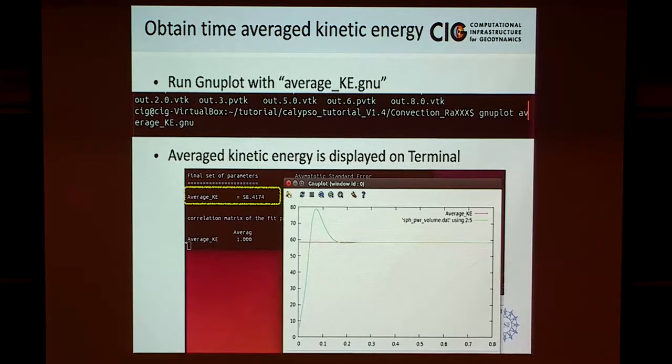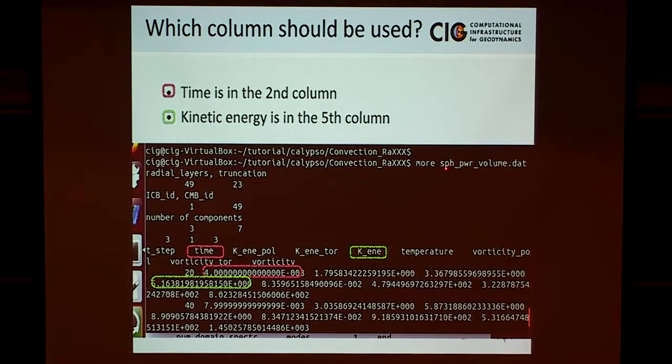So here's a solution of the SPH power volume dot. It's a time history of the mean square data: time step, time, poloidal kinetic energy, toroidal kinetic energy, total kinetic energy, mean square temperature, mean square poloidal vorticity, mean square toroidal vorticity, and total mean square vorticity. These are written in one file as a time history. Columns 2 and 5 are for the time and kinetic energy.